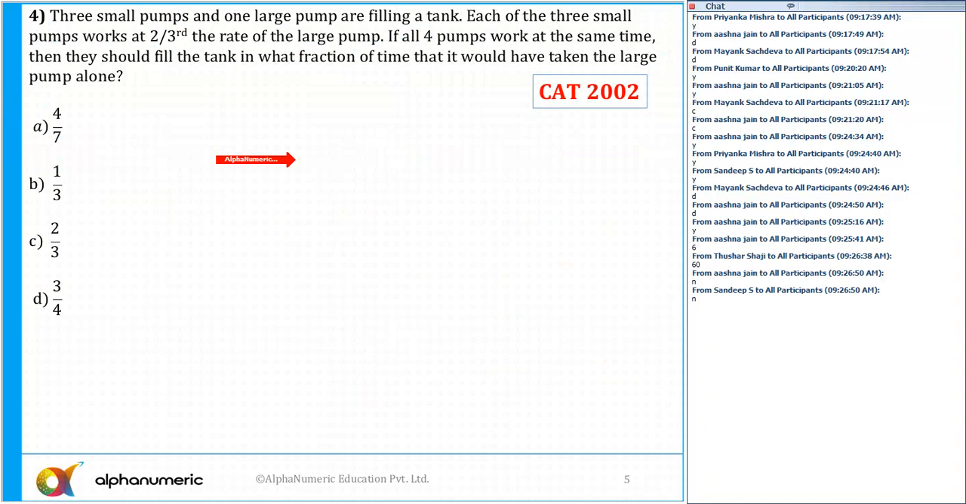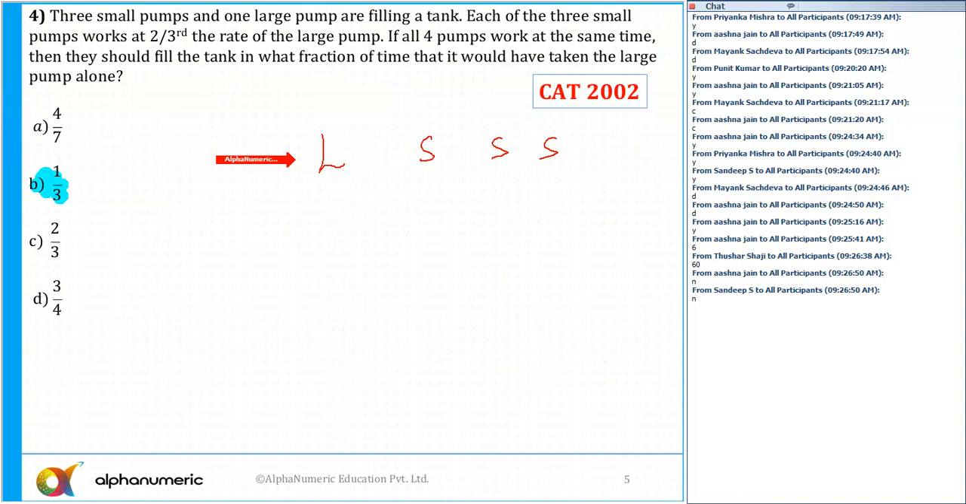The correct answer for question number 4 is option number 2. Let's see. It says 3 small pipes and 1 large pipe are filling a tank. So there are 3 small pipes and 1 large pipe. Each of the 3 small pipes works at 2/3 the rate of the large pump. Okay, 2/3 of the large pump.